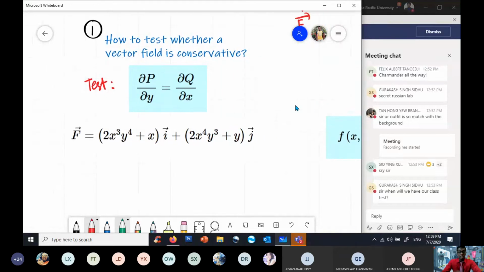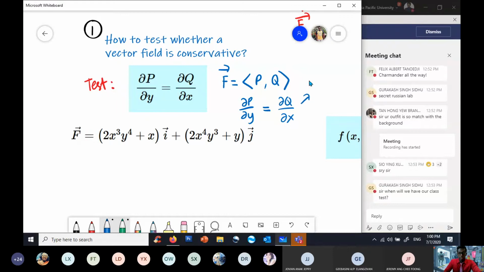This is assuming that when I give you a vector field, assume that that vector field or vector function, whatever you call it, is in this form. You have a P and then you have a Q. It's just a variable assigned to the first component and the second component. So you look at these two components. What you do is you differentiate the first component with respect to y. You differentiate the second component with respect to x.